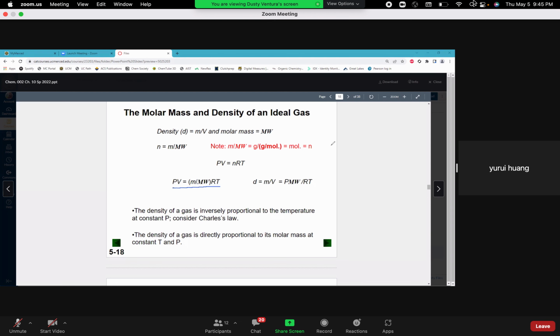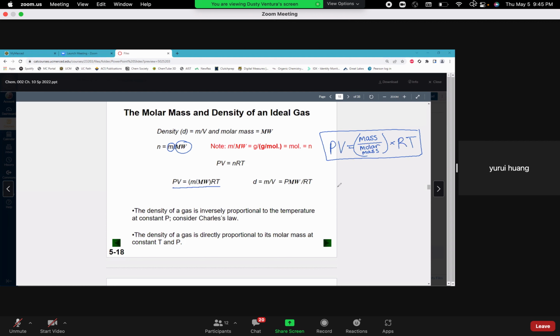PV equals nRT. Moles is mass divided by molar mass. That's what this is: mass divided by molar mass, because that equals moles. And then times RT. So this is one useful way to have the equation.